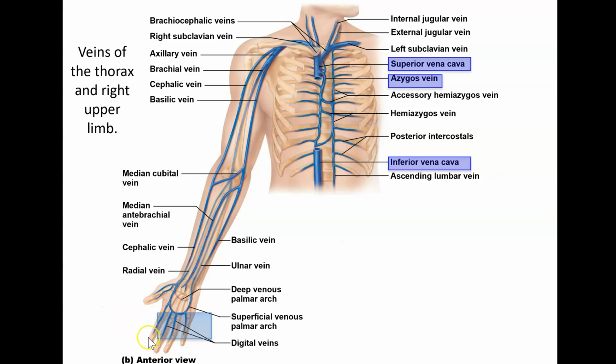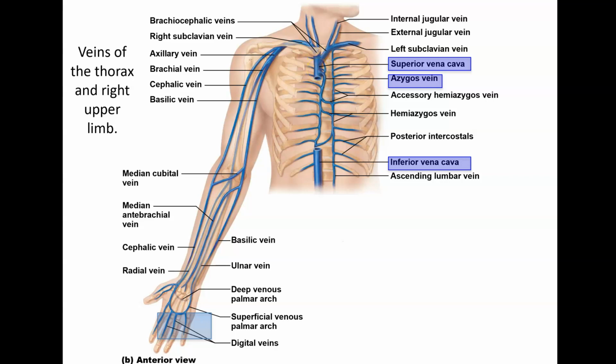So next, let's talk about how we are going to drain from the area of the hand all the way back to the heart. So we have our digital veins, which drain into the superficial venous palmar arch, which will drain into the ulnar vein. We also have a deep venous palmar arch, which will drain into the radial vein. And these two veins, the ulnar and radial, will drain into the brachial vein, which carries it to your axillary vein, into your subclavian vein, into your brachiocephalic vein, into the superior vena cava.